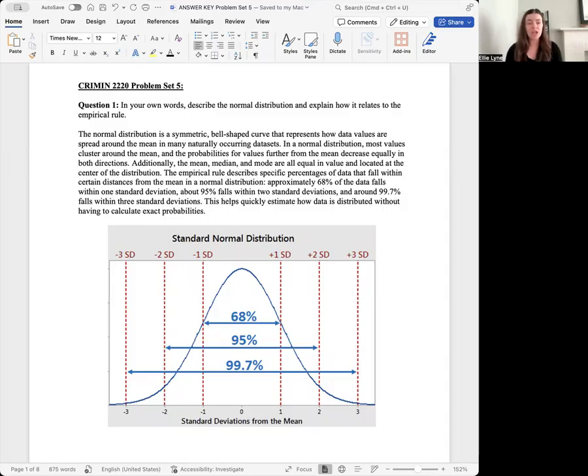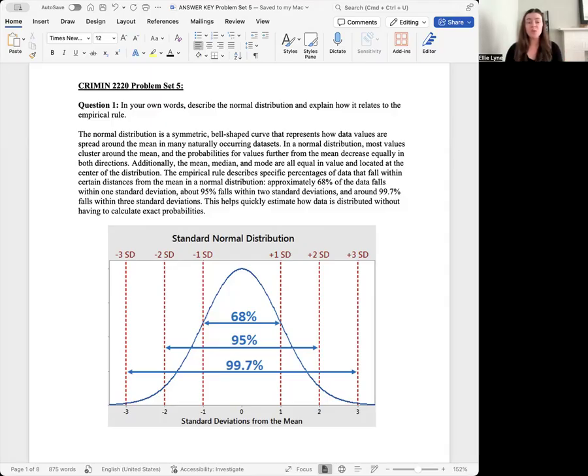With the start of chapter 5, we are introduced to the concept of the normal distribution and z-scores. And so with question 1, we are asked to, in your own words, describe the normal distribution and explain how it relates to the empirical rule. And there are a couple of key elements that I'd really like you to touch on here. The first is about the shape of the normal distribution itself.